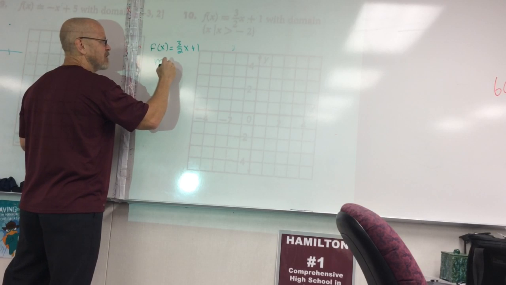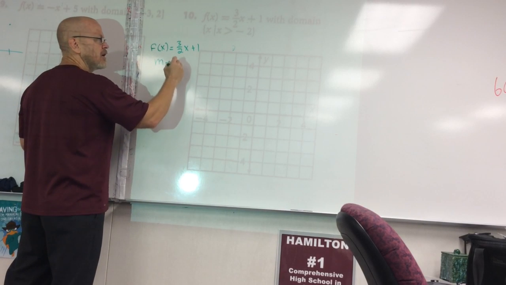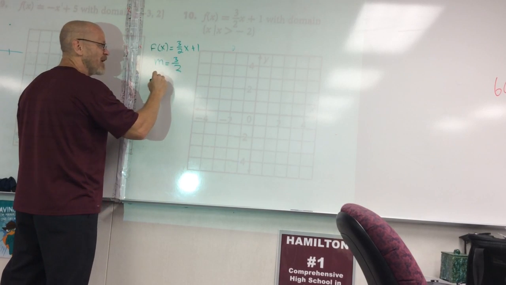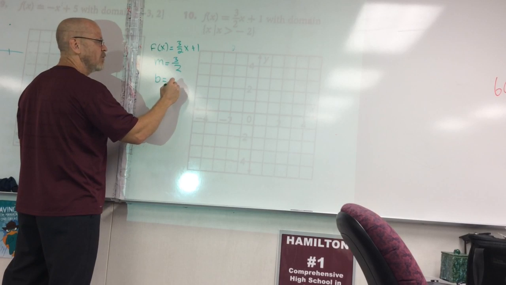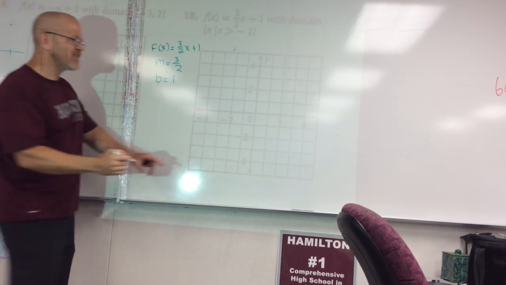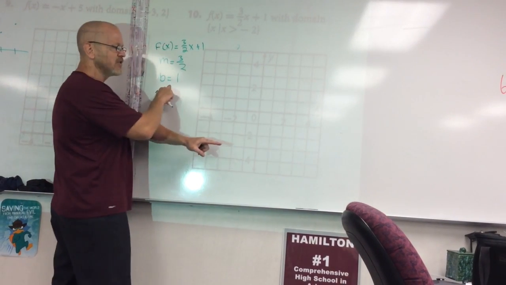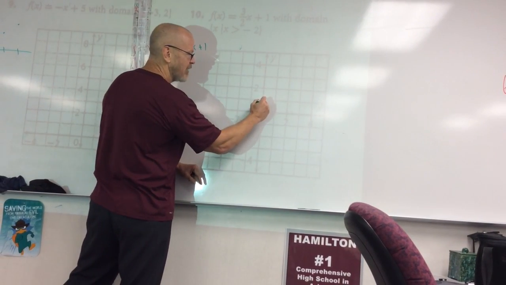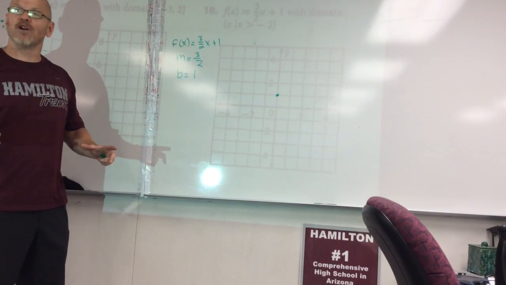If I do this, what's my slope? 3/2, thank you. And what is my y-intercept? My y-intercept is 1. I really only need 2 points to graph a line. So I can graph this line, and since my y-intercept is 1, I'm going to put a dot right there. There's one point for this line.